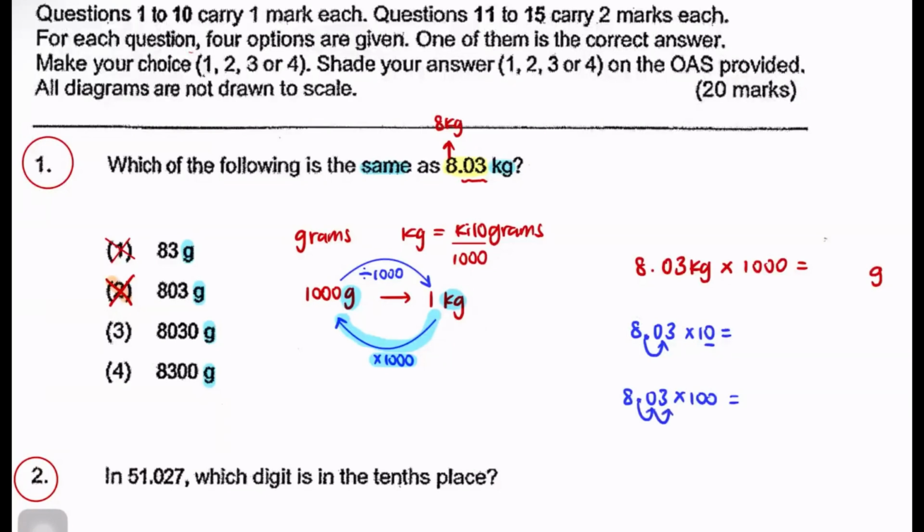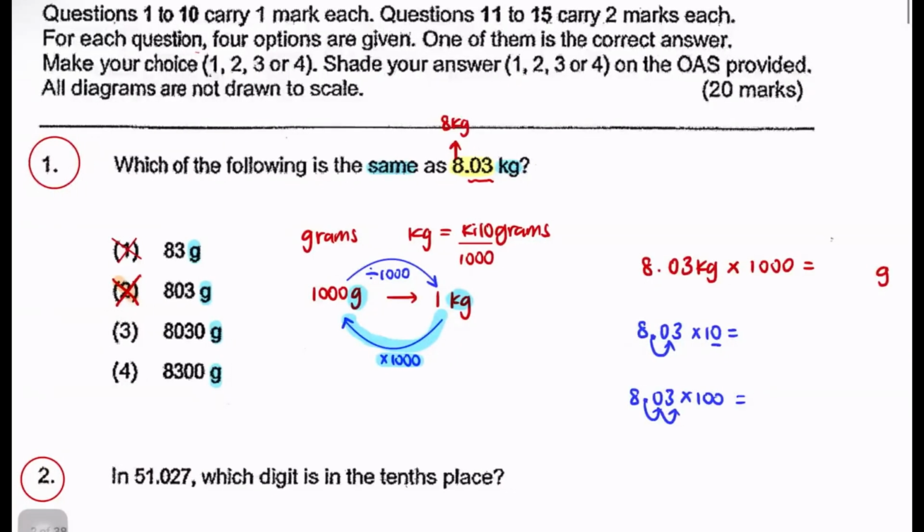2 times. Now we have 8.03 times 3 zeros. 1, 2, 3 zeros. So the dot, how many times should it move? Yes, 3 times. Okay, before that, let me write down the answer here. For these few practice questions, the dot will be here, the dot after the 3. So now 8.03 times 1000, I move the dot by 3 times. 1, 2, 3. Kira, tell me what's the answer.